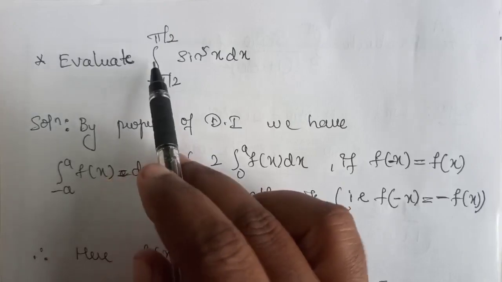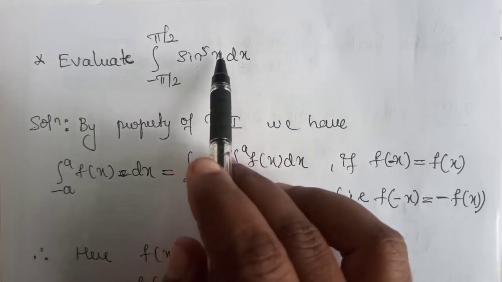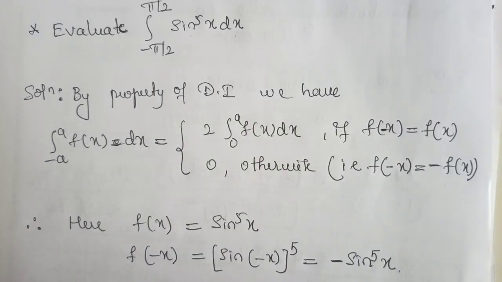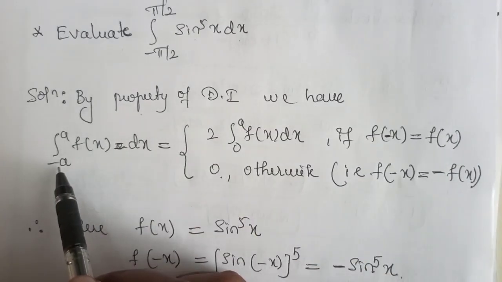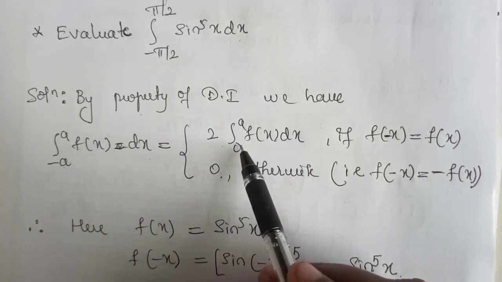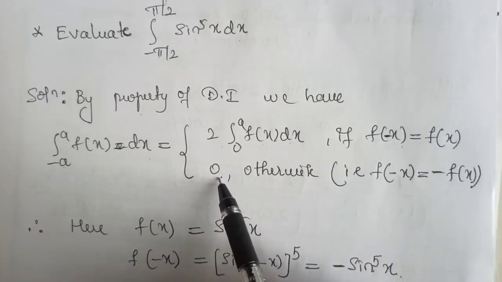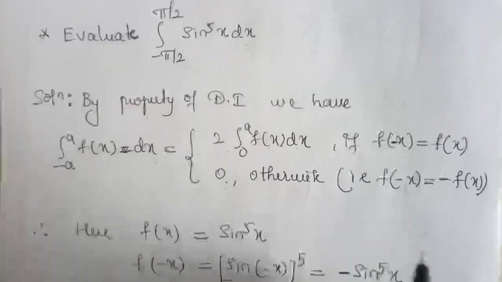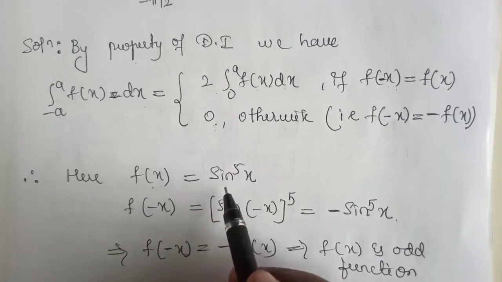Next one, evaluate the integral from minus pi by 2 to pi by 2 of sine power 5 x dx. Here, first we check whether the given function is an even function or an odd function. If it is odd, then its value is 0, since by the property of definite integrals, the integral from minus a to a of f of x dx is equal to 2 times the integral from 0 to a of f of x dx if the given function is even. If it is odd, we get 0. To check whether the function is even or odd, we replace x by minus x in the given function, that is sine power 5 x.